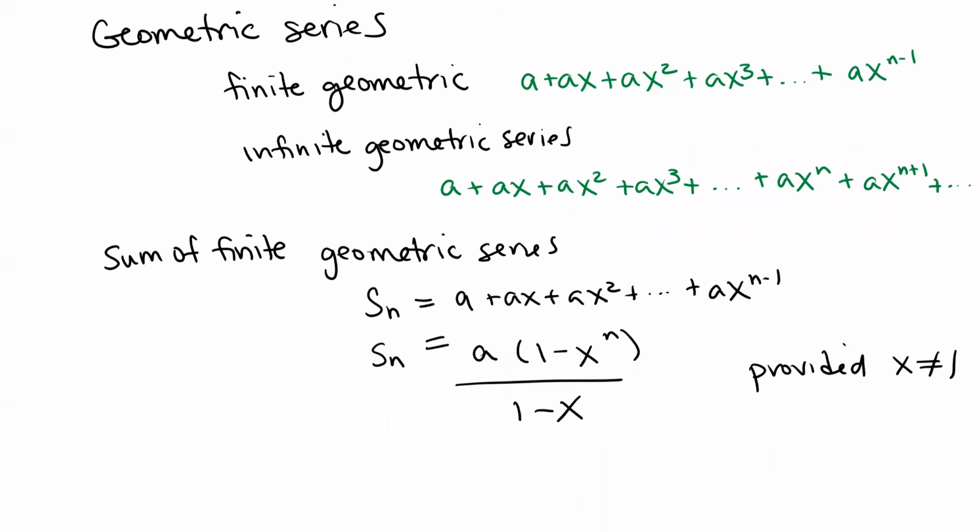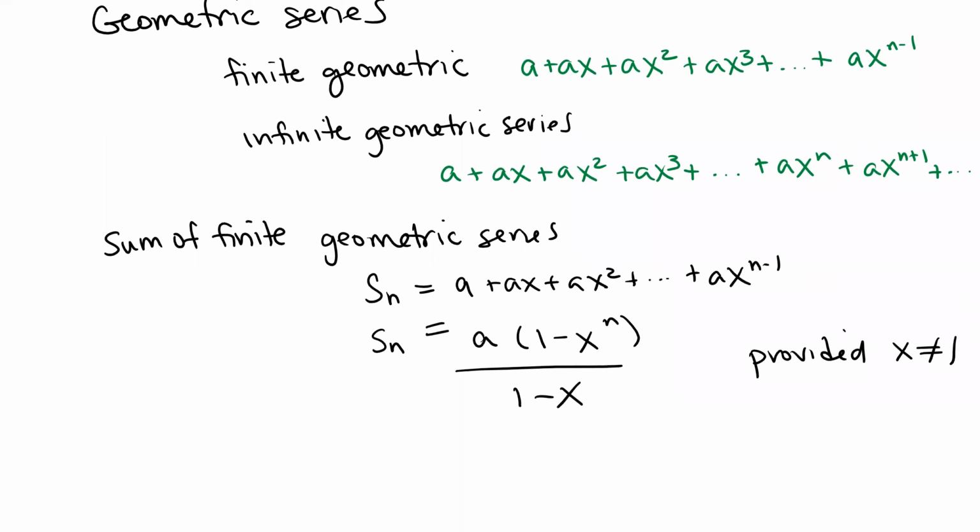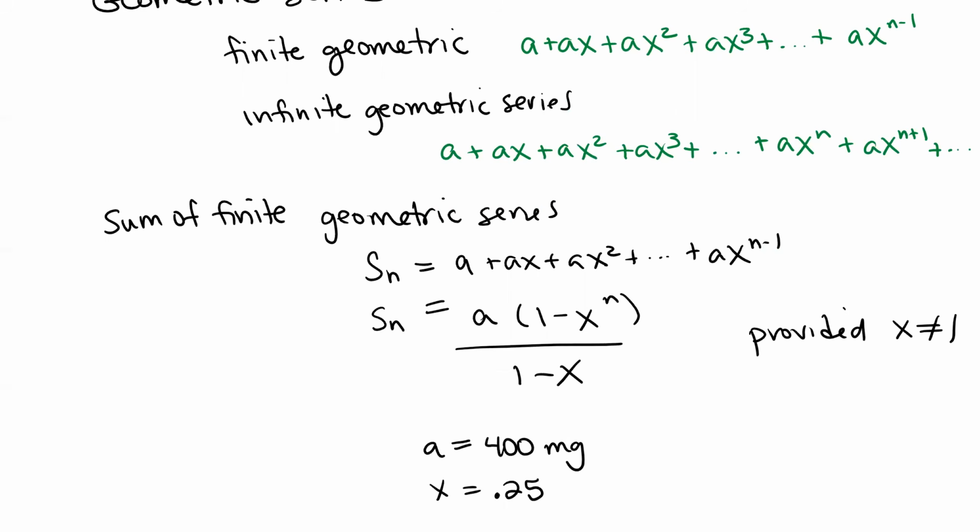And in our ibuprofen example, we had a is equal to 400 milligrams. x was equal to 0.25. And those are the only two things that we need. So we have a equals 400, x is 1/4. Okay, so that's our sum for a finite geometric series.